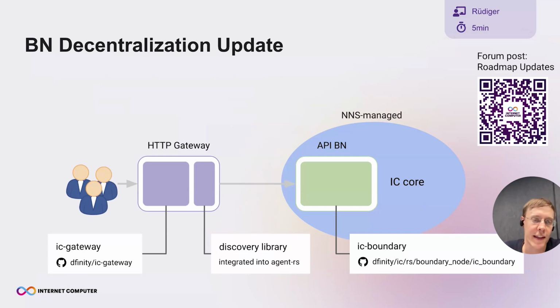IC gateway, on the other hand, on the left side, is the core of the HTTP gateway. It has been running in prod for several months, and the discovery library is currently being integrated into Agent.rs. This is the glue between the HTTP gateway and the API boundary node, the library that helps clients to find the API boundary nodes and route requests to them. And now we're in the final phase of getting ready for the rollout. And for this, we also need to start thinking about how to handle incidents.